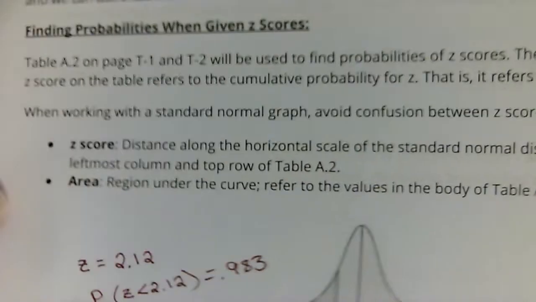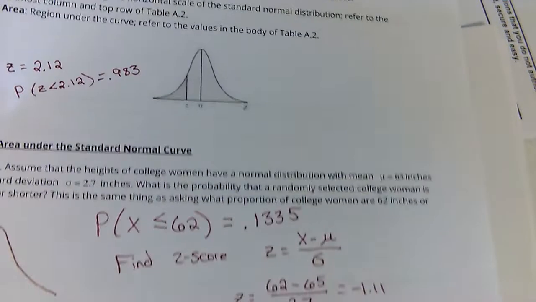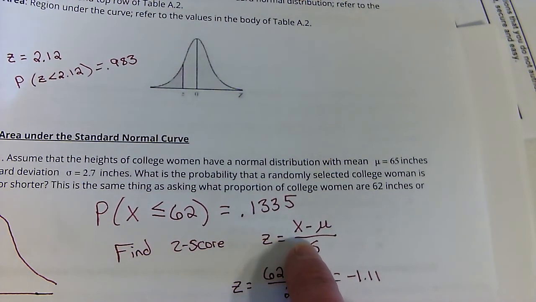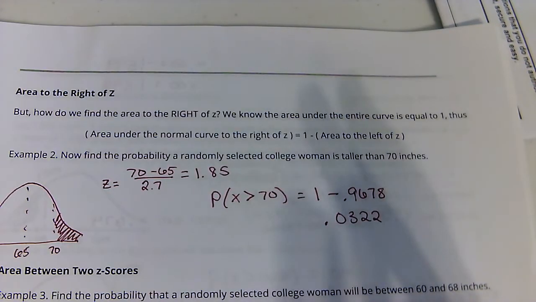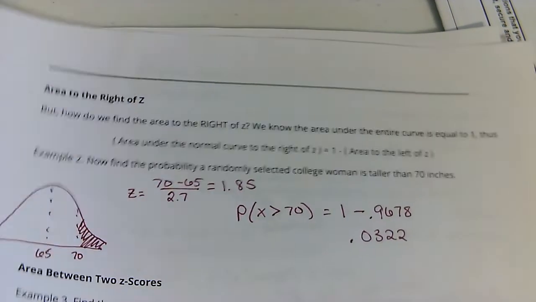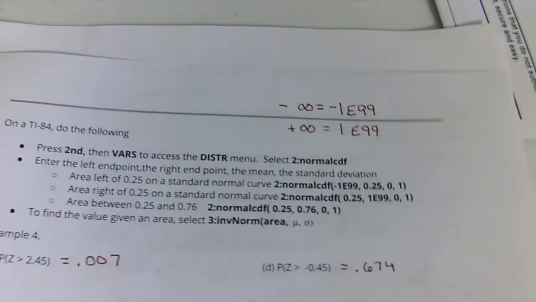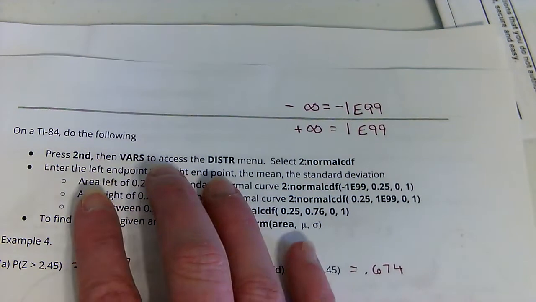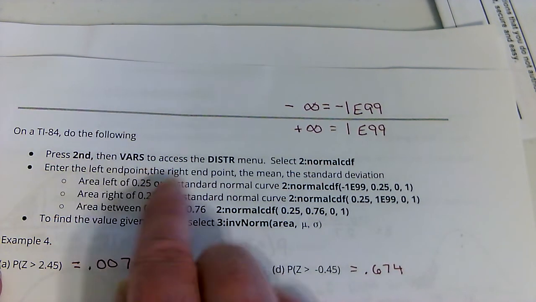So, now finding the z-score, that's done by hand. That's just that formula where you take your value minus the mean divided by the standard deviation. But what I'm talking about is finding the areas. So I believe I'd shown part of it using the chart, and then we started talking about how to do it in the calculator. On the TI-84, we do second, vars, distribution.